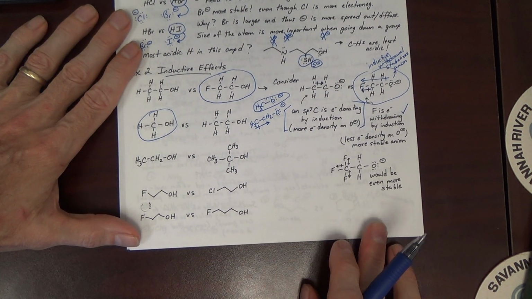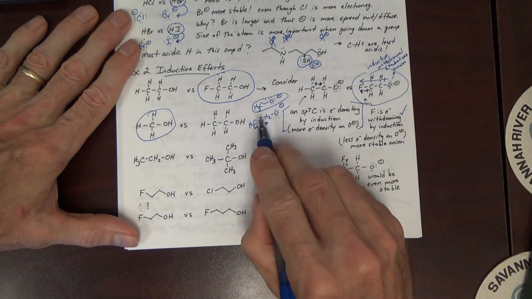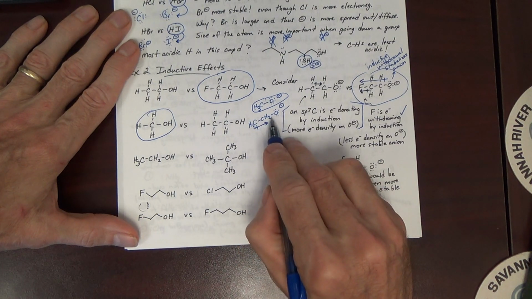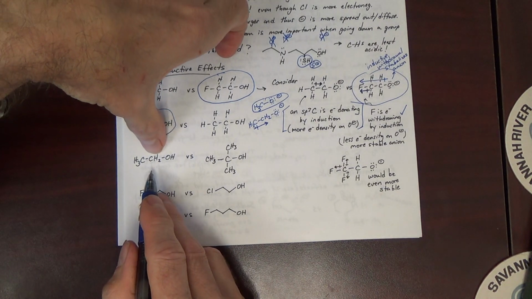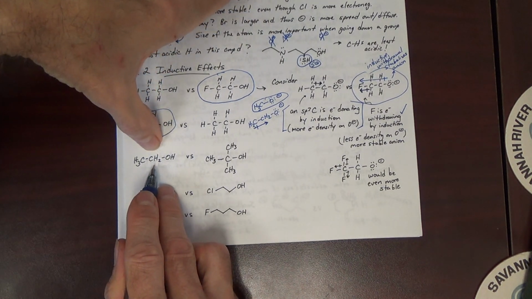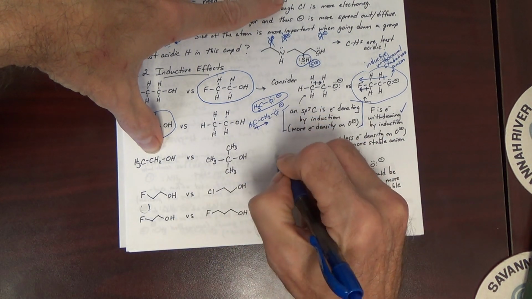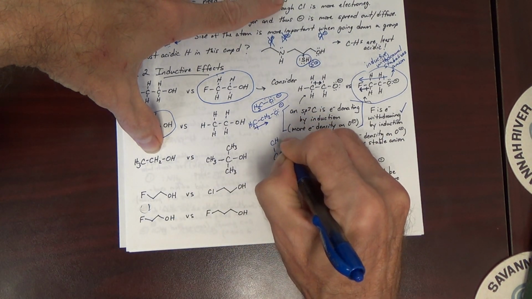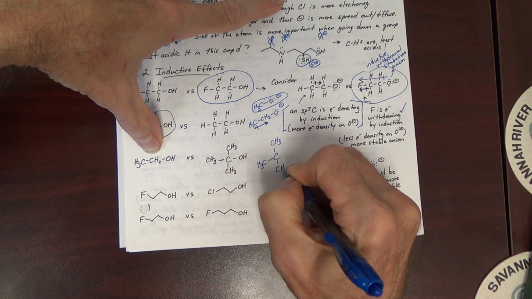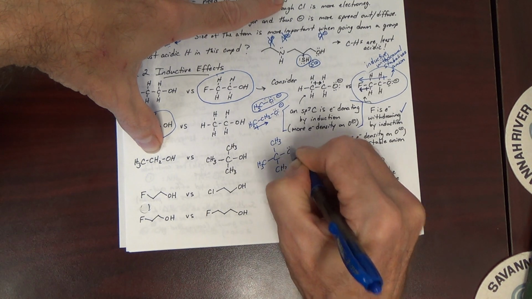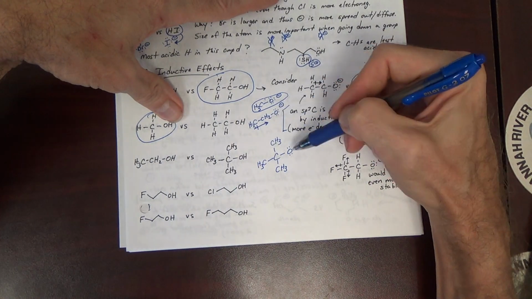Inductive effects. This was inductive withdrawing, stabilizing this. This was inductive donation, destabilizing that one. Next examples, we've got this ethanol, this branched one here, that one there, and this one here. These two conjugate bases.